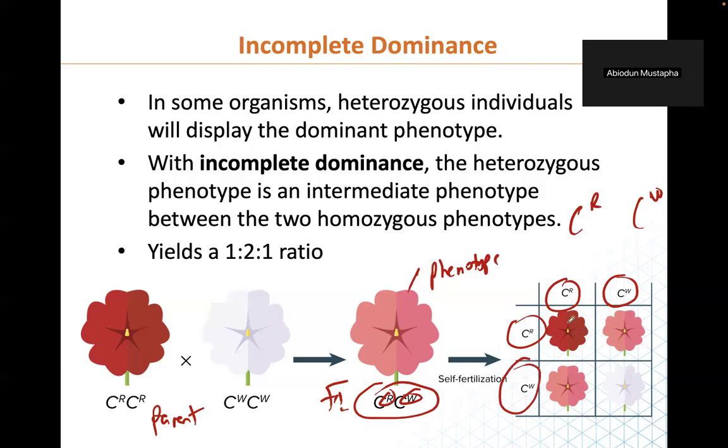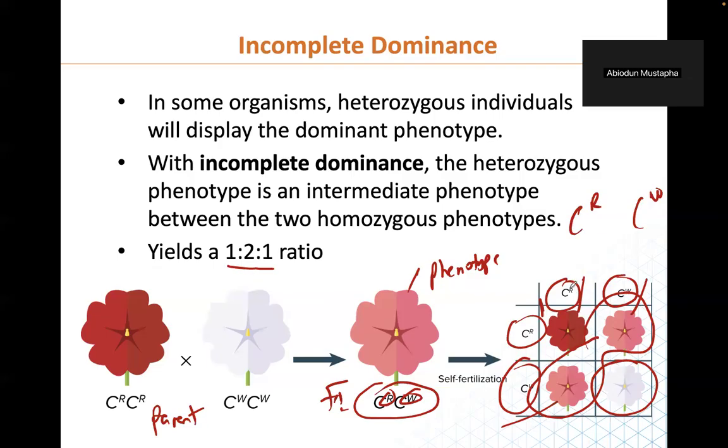So what we had is one red, one pink, and one white. That is to say you have a ratio of 1 to 2 to 1. So the phenotype will give you a ratio of 1 to 2 to 1. What about if you want to look at the genotype? The genotype would also be almost the same.